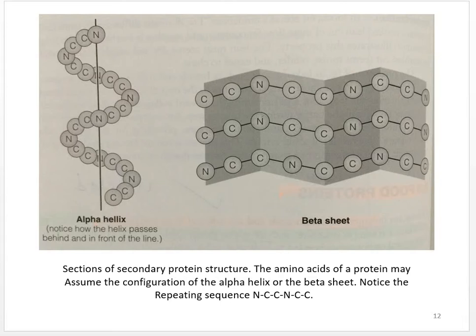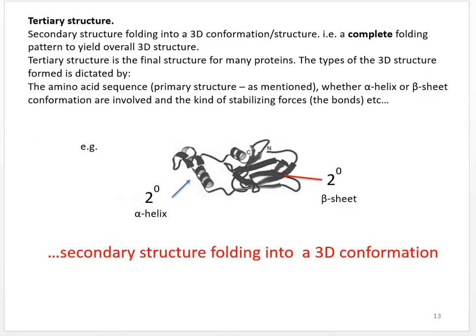Okay, next we are ready to go to the tertiary structure. Now after folding in the secondary structure, in the tertiary structure, we are still folding, but now into 3D, a three-dimensional conformation of structure. In other words, we are approaching a complete folding pattern to yield the overall three-dimensional structure. Many proteins, such as many globular proteins and collagen, this is the final structure.